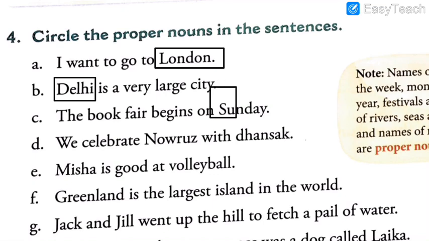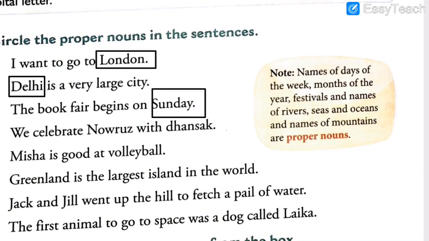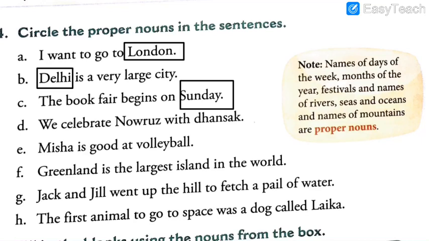Moreover, the third one was in which we highlighted Sunday. Now, like I said, Sunday is also a proper noun because Sunday is the name of a day, like Monday, Tuesday, Wednesday, Thursday, Friday, Saturday. Sunday is also the name of a day. Not only the name of any animal, place or human being, but also the name of a day is to be considered a proper noun.